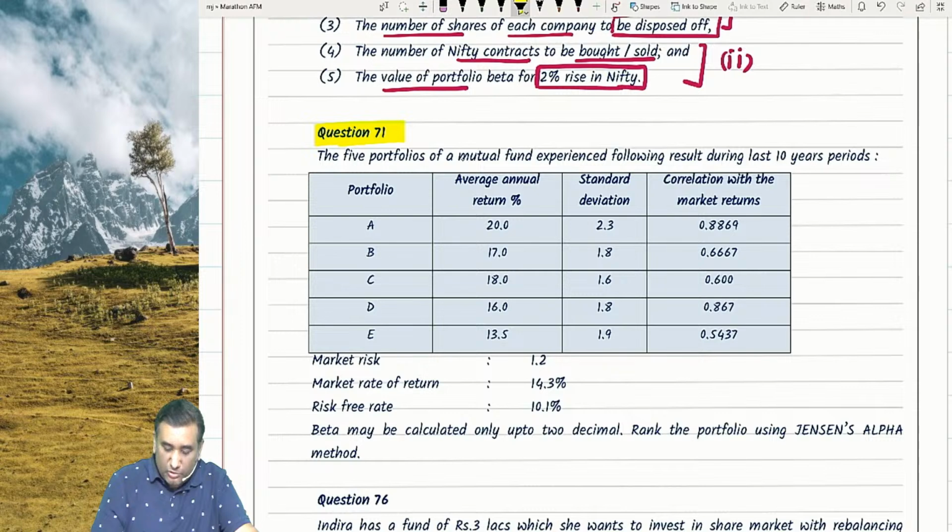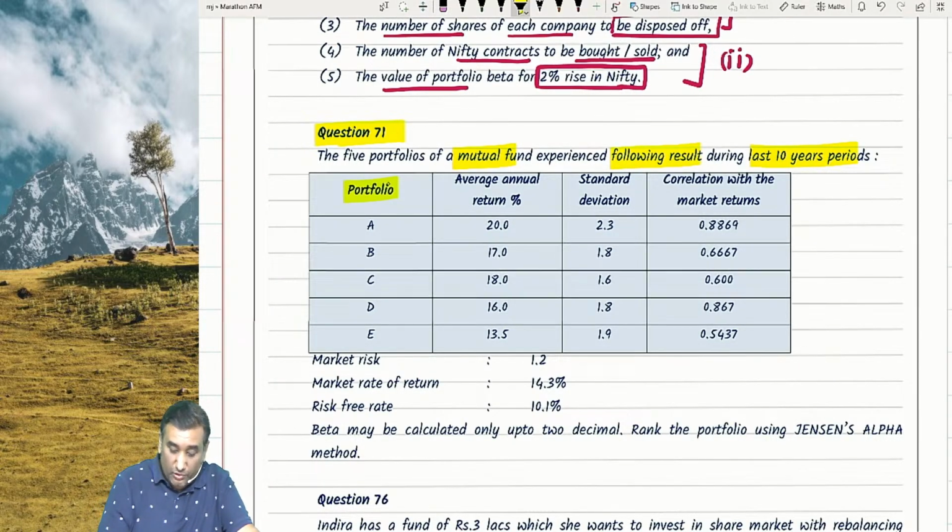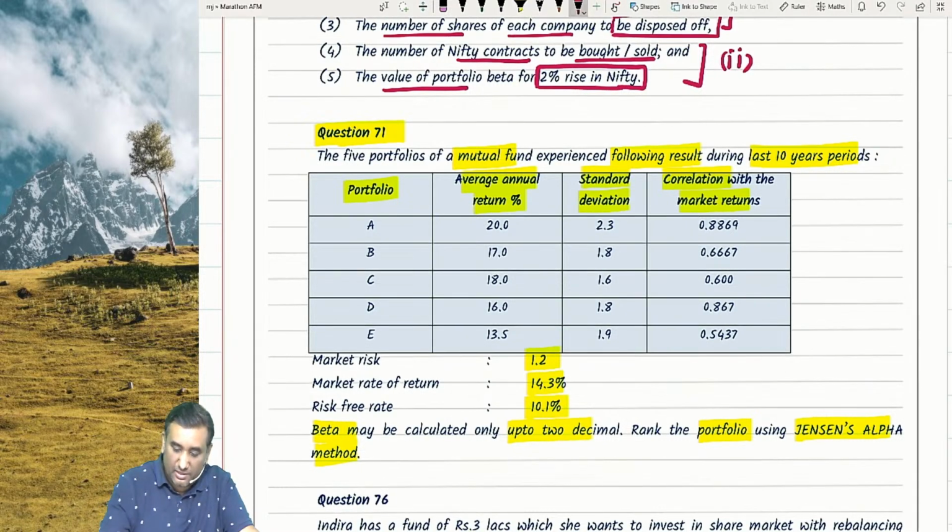The 5 portfolios of a mutual fund experienced the following results during the last 10 years. Portfolios A, B, C, D, annual average return percentage given, standard deviation 2.3, 1.8 and so on given. Correlation with the market returns is given. Market risk 1.2 is available, that's the standard deviation of the market. Market rate of return and risk-free rate 10.1. Beta may be calculated only up to 2 decimals. Rank the portfolios using Jensen's alpha. Let us first think what Jensen's alpha is equal to.